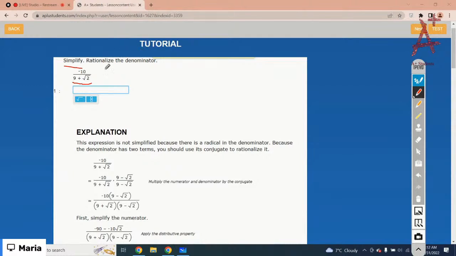So we can rationalize by using its conjugate. The conjugate of 9 plus square root 2 is 9 minus square root 2. The radical with the opposite sign is the conjugate of the given expression. Let's suppose it is 8 minus square root 3. So the conjugate of 8 minus square root 3 would be 8 plus square root 3. So the conjugate must have the opposite sign with the radical.